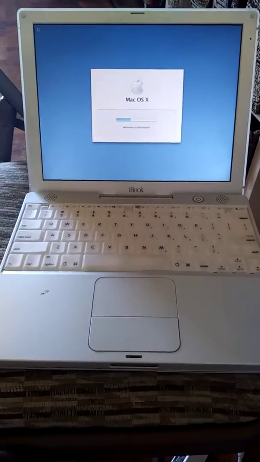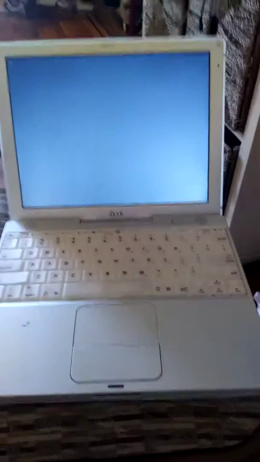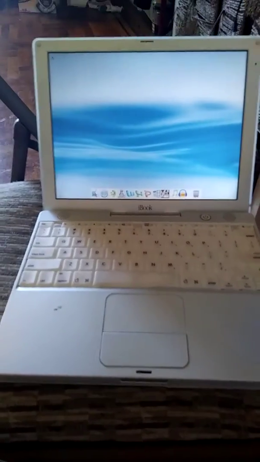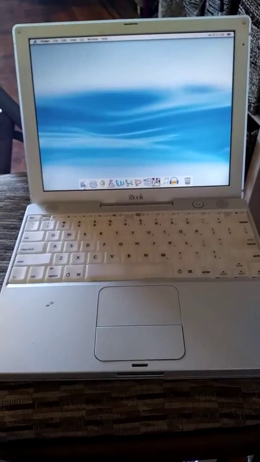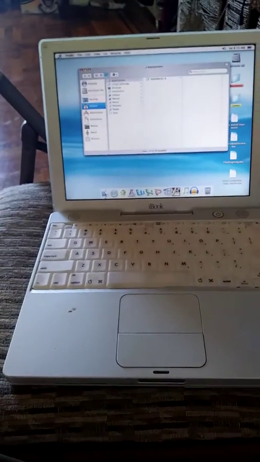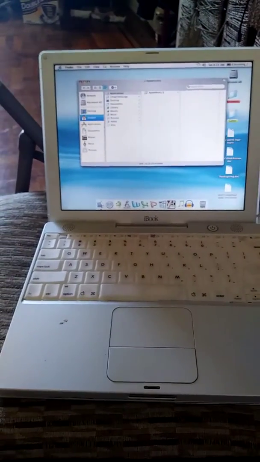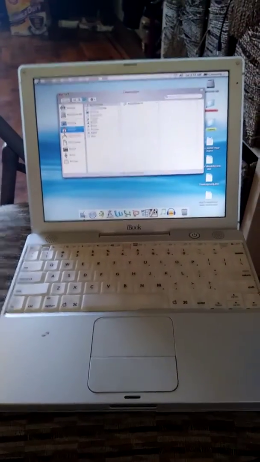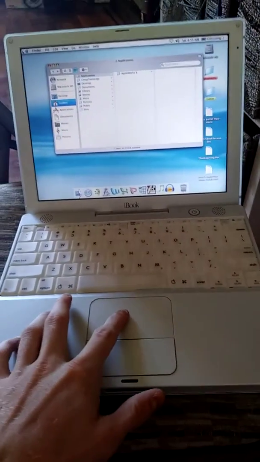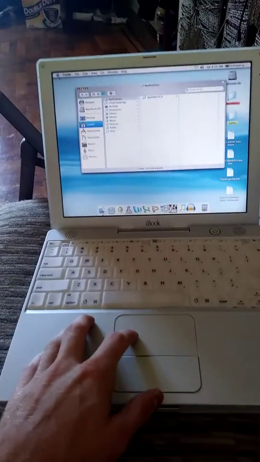So I tried to hard reset it at factory settings using Command S in the beginning, but it doesn't work for some reason. I don't know, maybe that's because it was a school computer at some point and they put some kind of security on it so that people can't hard reset it. So if you know how to do that, please comment that in the comments so I can hard reset it. But it worked perfect.